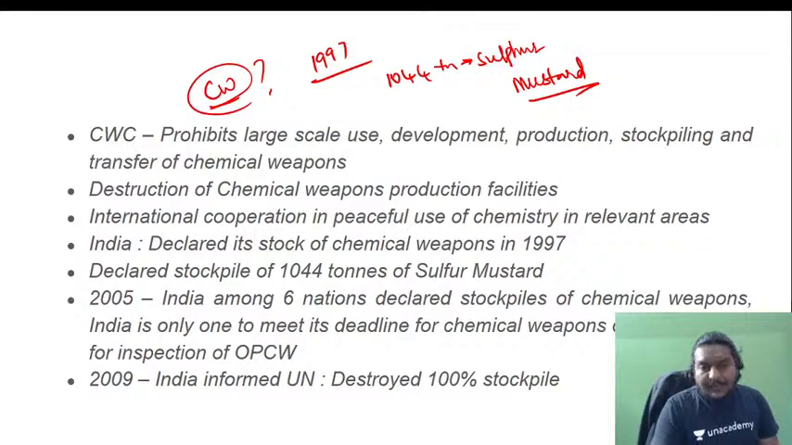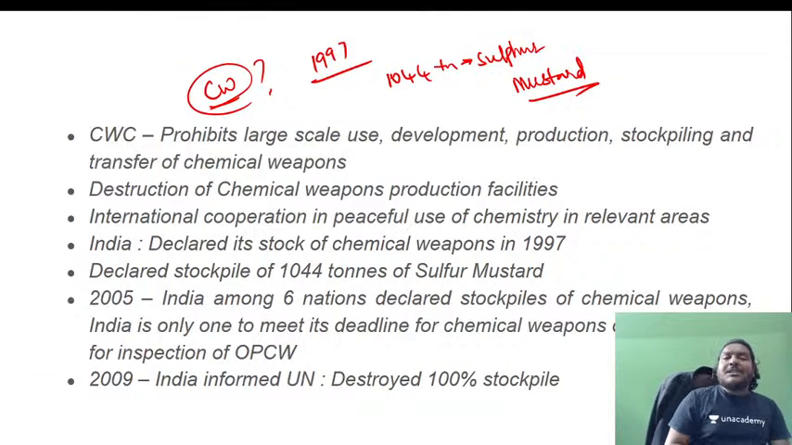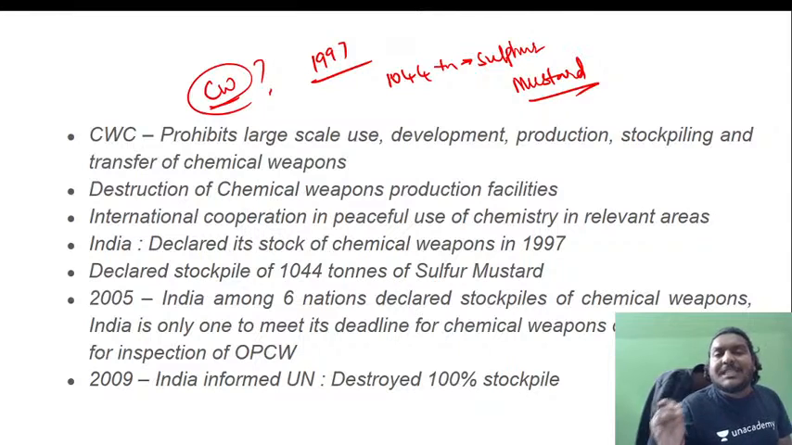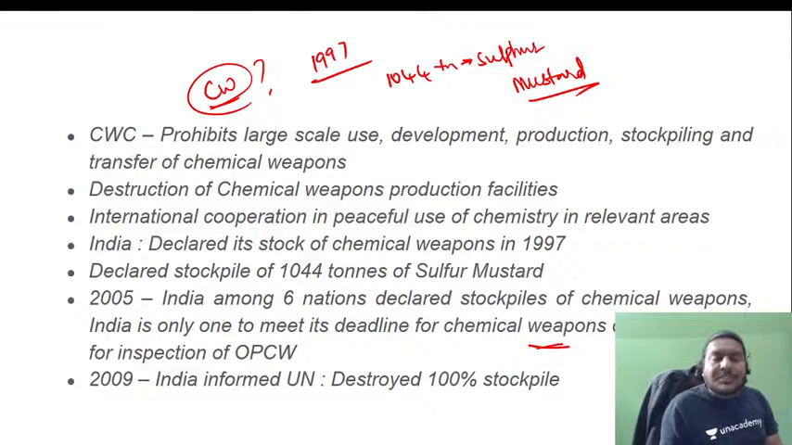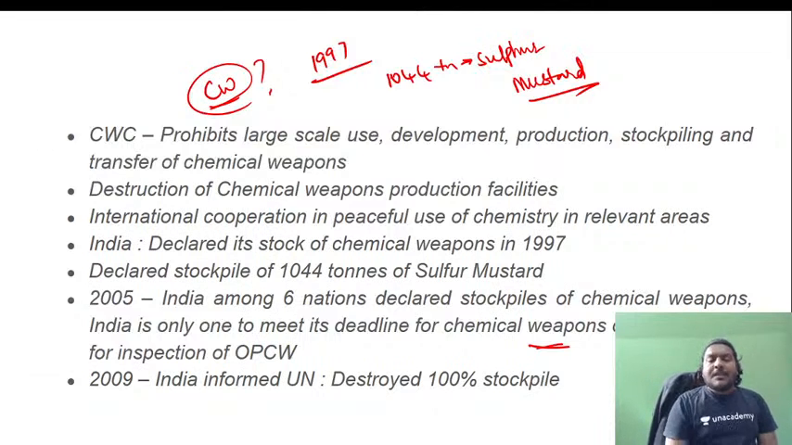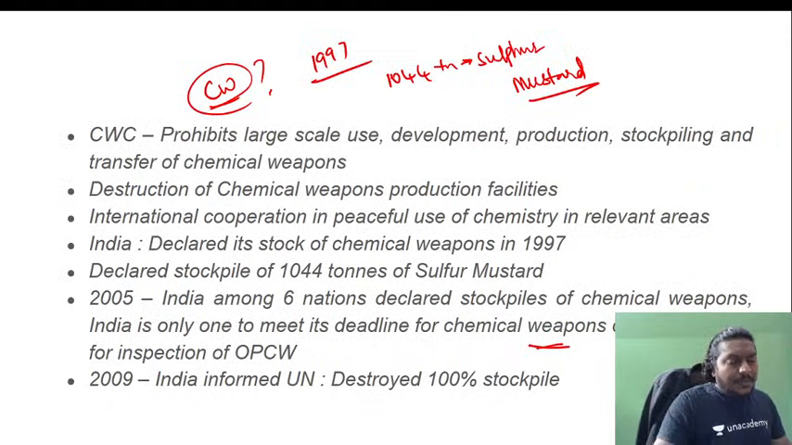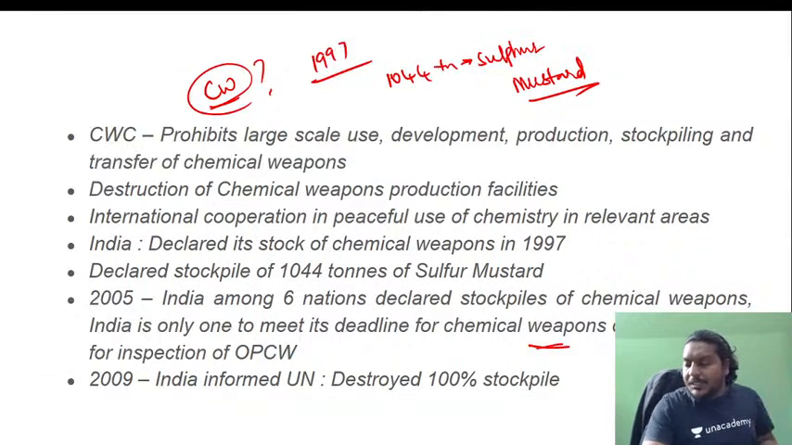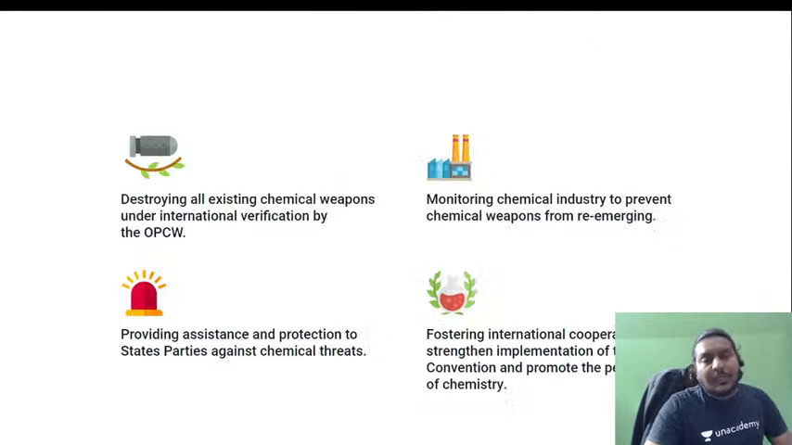And by 2005, India is one among the six nations which declared the amount of chemical weapons it had. India is also the only nation to meet its deadline for chemical weapons destruction, and the inspection was done by the Organization for the Prohibition of Chemical Weapons. In 2009, India informed the UN that we had destroyed 100% of our stockpile of chemical weapons. That is something the Indian government has done, and definitely a great step towards peace and removing defense issues.